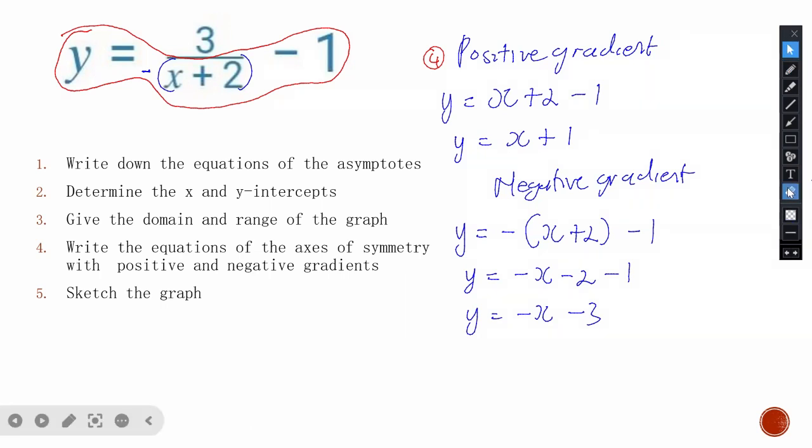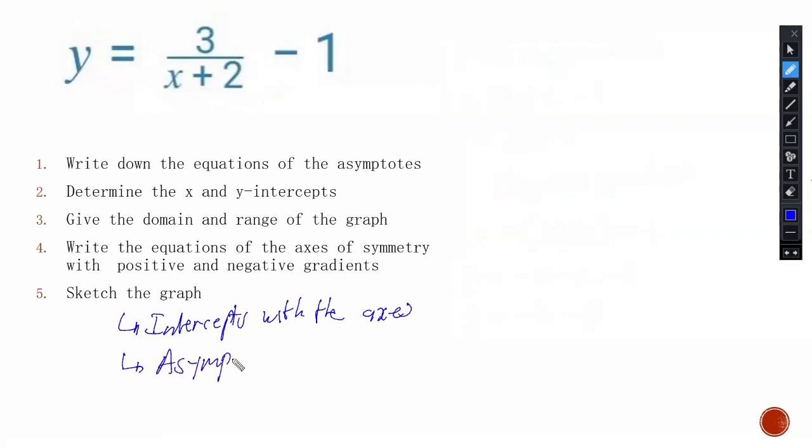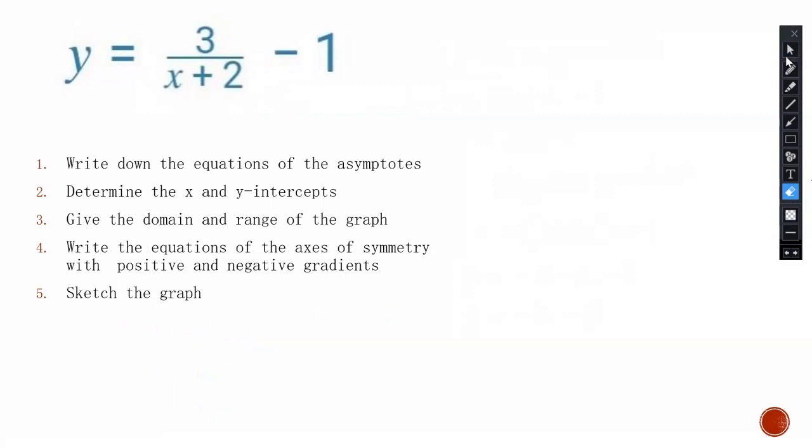Now we come to sketching. Sketching, the most important thing, once again, is that you know the intercepts with the axis, and then you clearly show all the asymptotes. And then also, again, you make sure that you know the shape, right? Based on the fact that our a is greater than 0, it's positive, we know that it will be in the first quadrant and the third quadrant. But in order to determine those quadrants, you need to first sketch the asymptotes, right? The asymptotes give a new meaning to those quadrants.